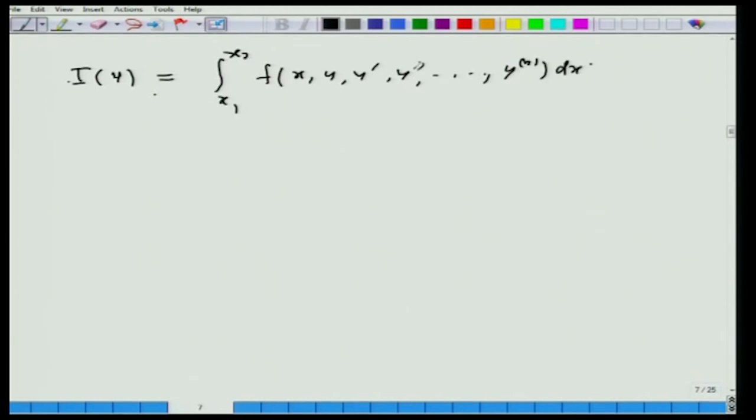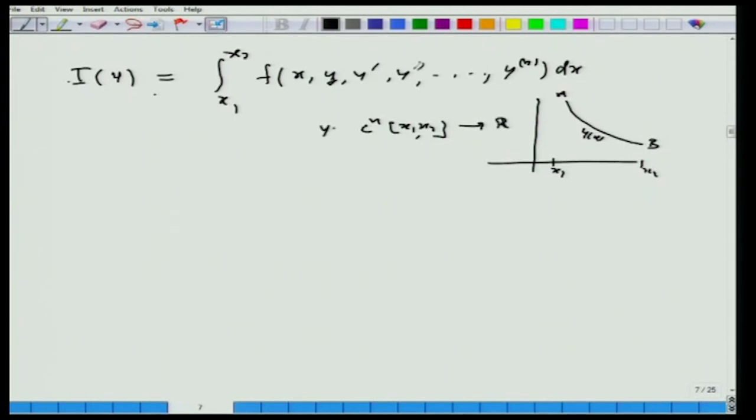So, again here the curve y is expected to pass through those given points A and B here. So, this is y(x), and it has more smoothness now. So, the admissible class has to be Cn of x1 to x2. So, y has to be in this space of functions Cn. So, up to nth order derivative should exist and it should be a continuous function from x1 to x2.